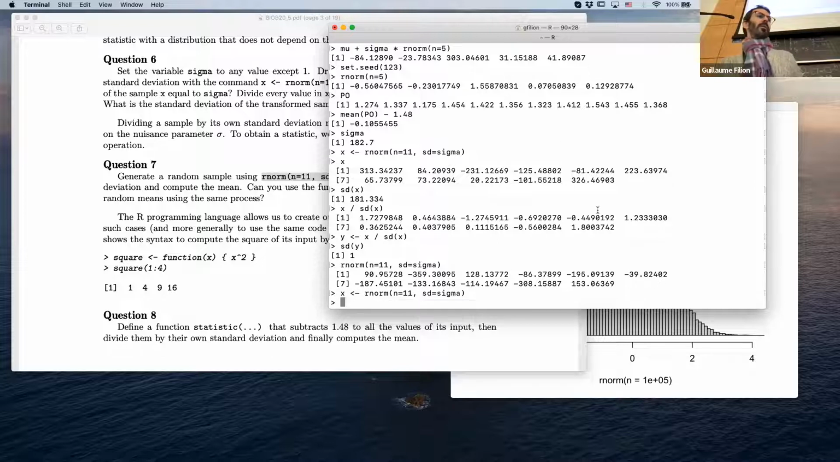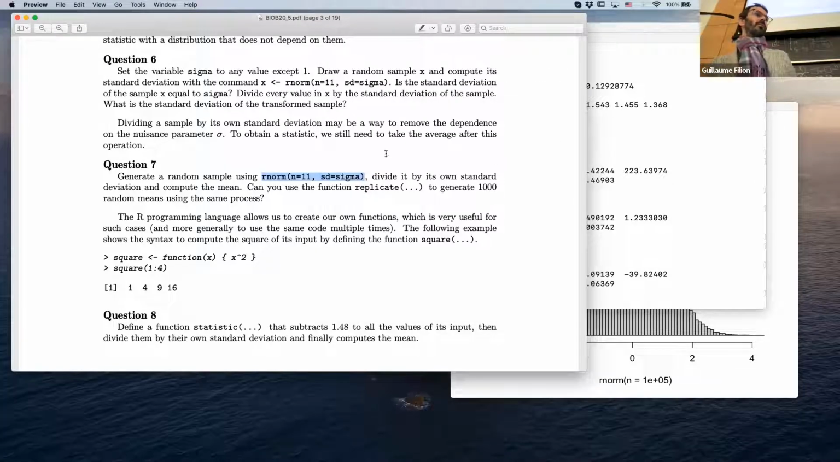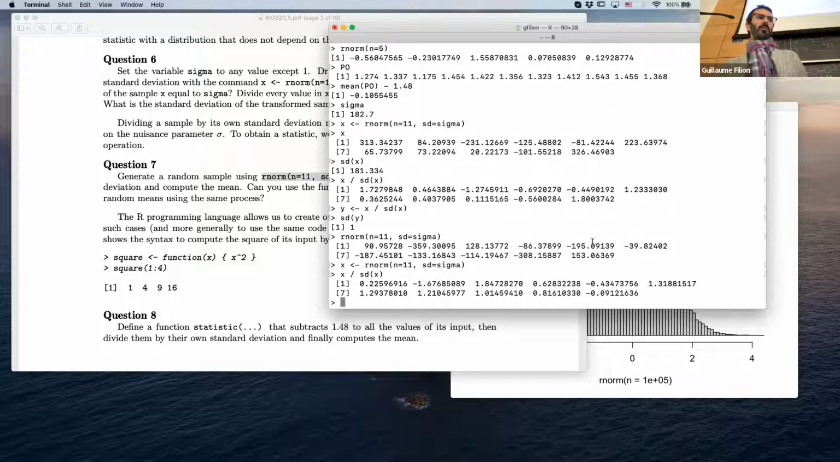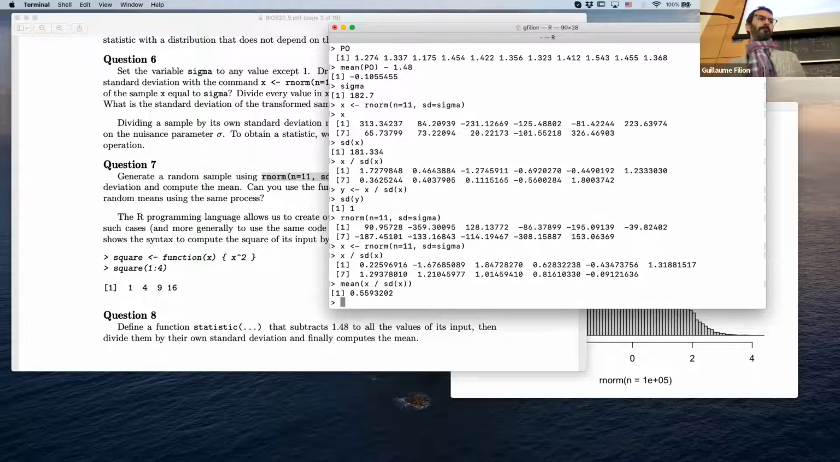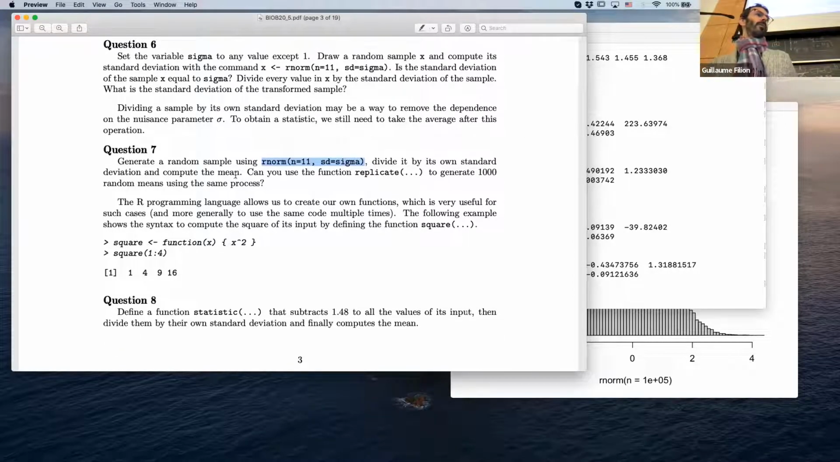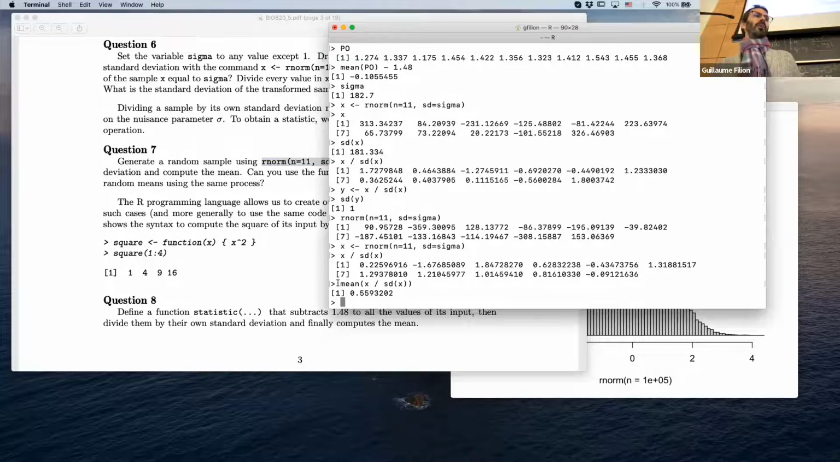X here. Easy. Divided by its own standard deviation. So X divided by standard deviation of X. That gives me a sample that has a standard deviation of 1. And compute the mean. Here we go. The mean is 0.559, etc. That's fairly easy actually. So we have an easy way now of computing a new statistic. Take the mean, but before you take the mean, you divide every element of the sample by the standard deviation. So that's it. We're kind of done here.